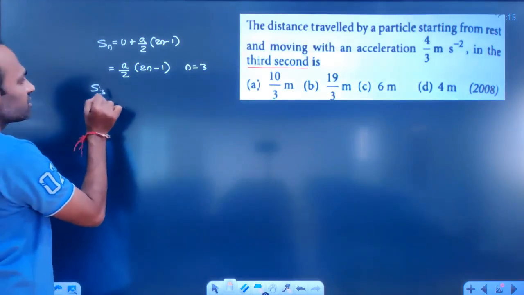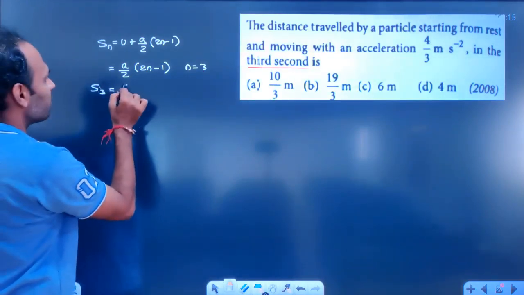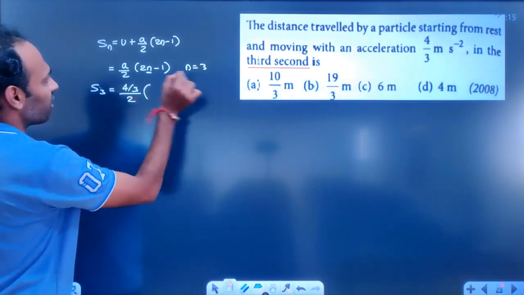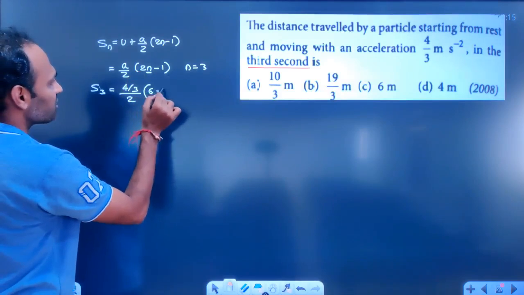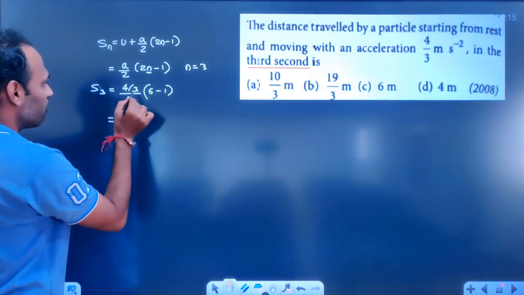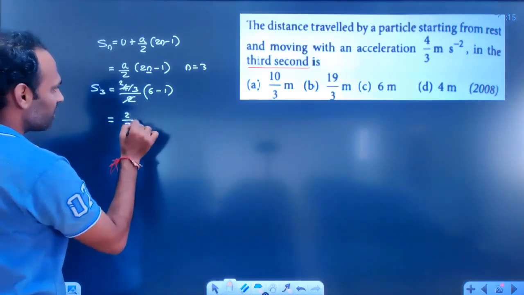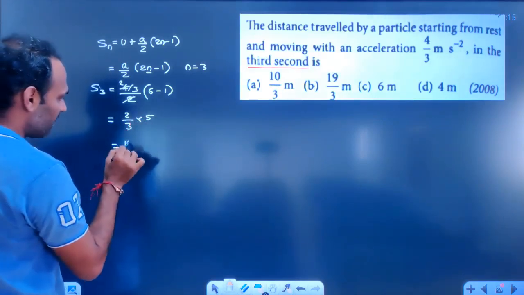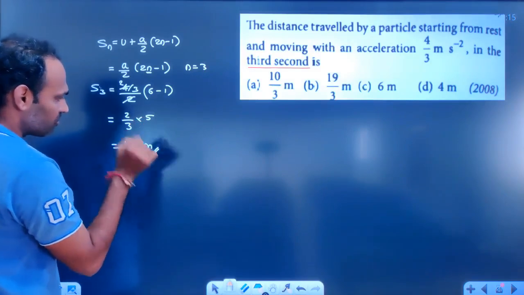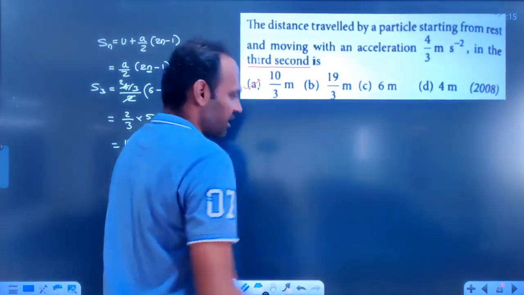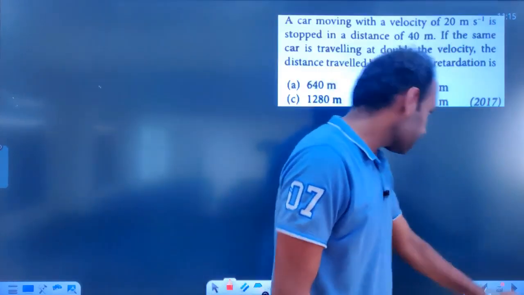So S3 is equal to a, how much? 4 by 3, a is 4 by 3 divided by 2. And 2 into n, n is 3, so 2 into 3 will be 6, 6 minus 1. So it will be 2 1s are 2, 2 2s are 4, so 2 divided by 3 into 5, 6 minus 1 is 5. So it will be 10 divided by 3 meter. This much will be the distance covered. So which option is correct then? Option A is correct.